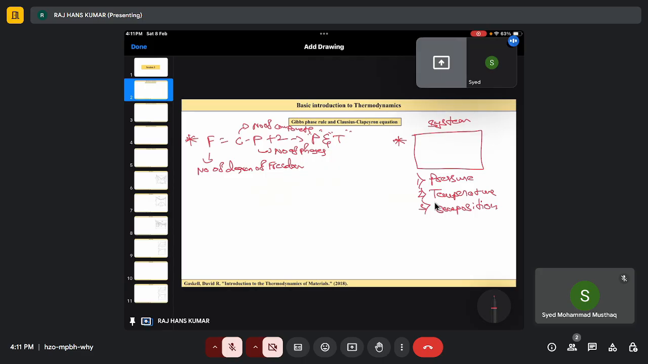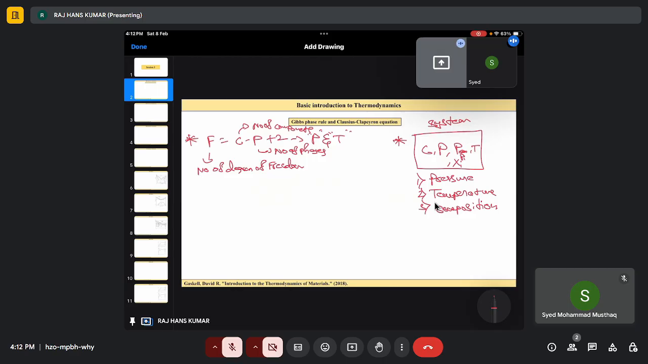Now, let's say our system has C components, P number of phases, right? And it also depends on pressure and temperature, right? So there are C components and P phases, and each component has a composition X_i in each phase, in P1, in P_i, right? Now, to define the degrees of freedom, we need to know all these parameters, right?